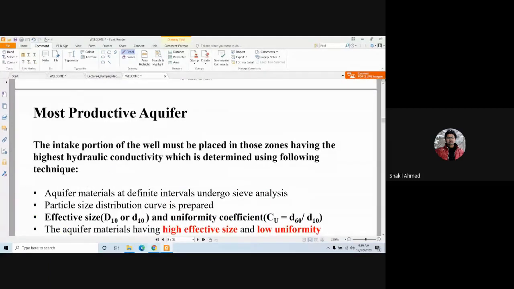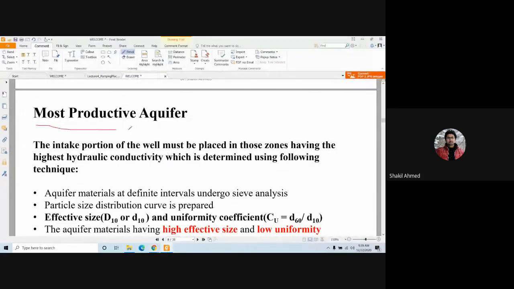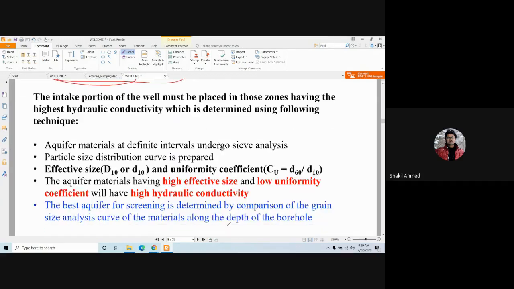As I told you, the first task is to identify the location of the aquifer. That means the most productive aquifer, which is the aquifer that produces the highest amount of water. So the intake portion of the well, that means the screen, must be placed in those zones having the highest hydraulic conductivity, which is determined using the following technique.